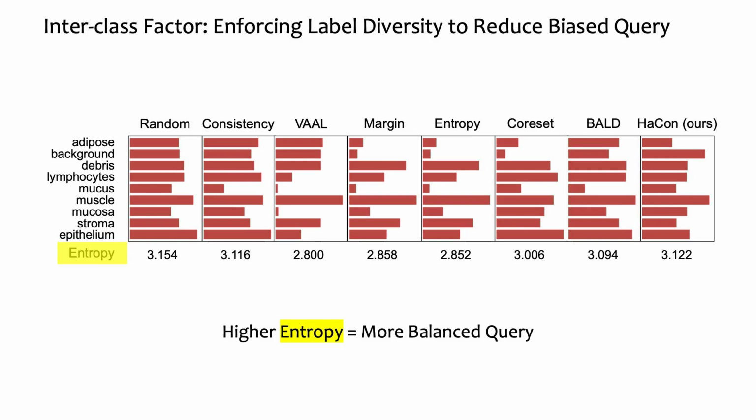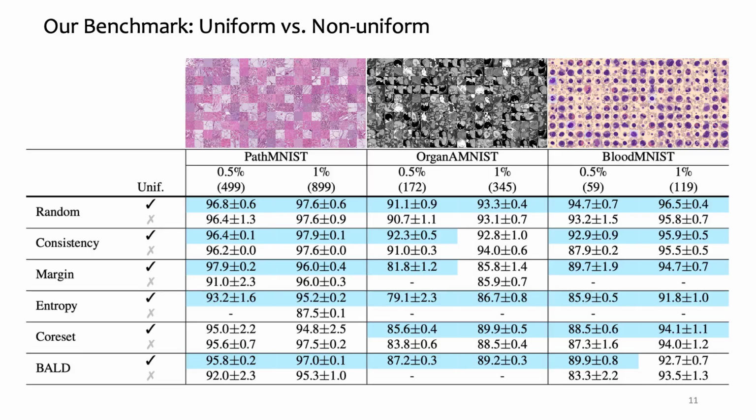To measure if an initial query has bias between classes, I used the simple metric of entropy to calculate whether a query has uniform sampling across classes. Higher entropy means the classes are more evenly distributed in the query. Among all initial query selection methods, random has the highest entropy, which means it is the most uniform distribution. The second highest is our proposed Hakan, which has less bias than all the existing active learning methods.